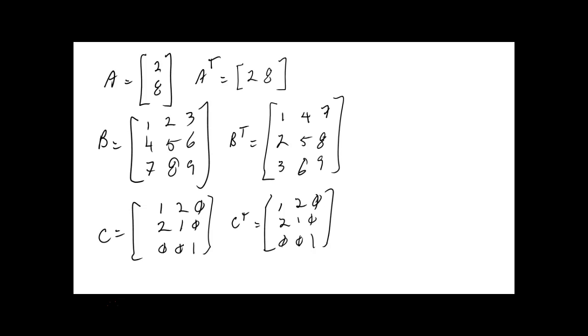Let's do the one more here, and that's this matrix D. And this matrix D is 0, 1, 2, 4, 1, negative 1. And what would be its transpose, D transpose?